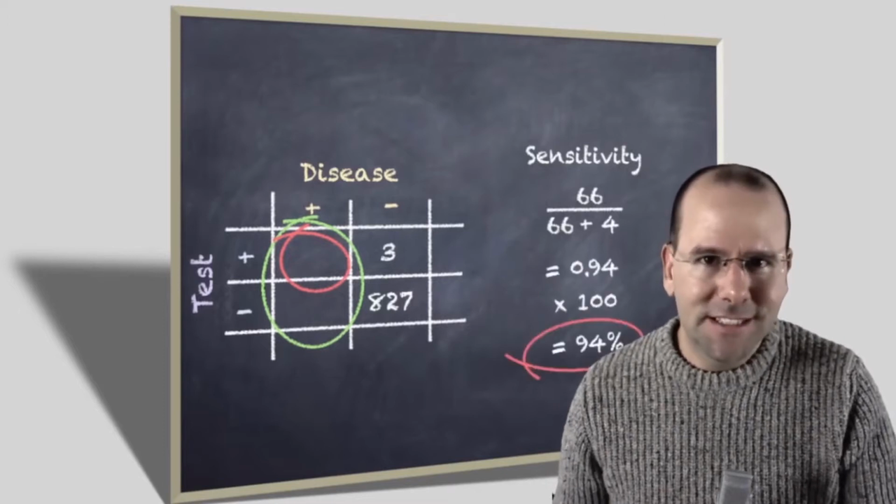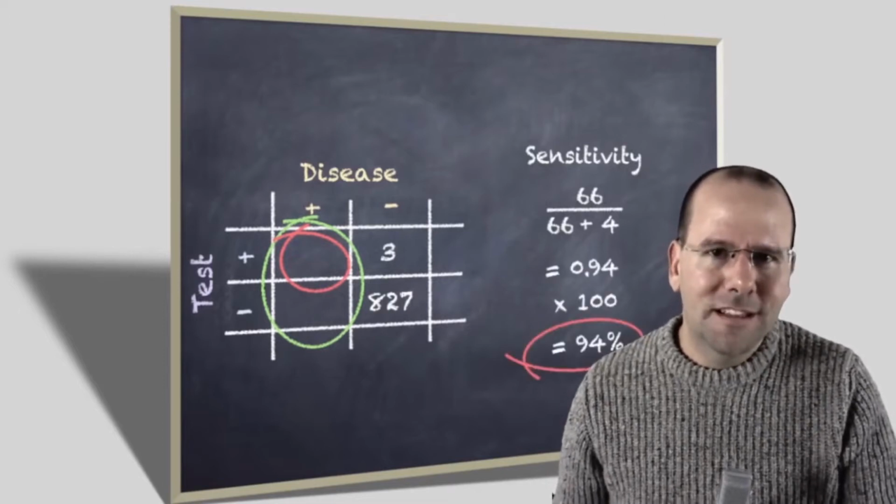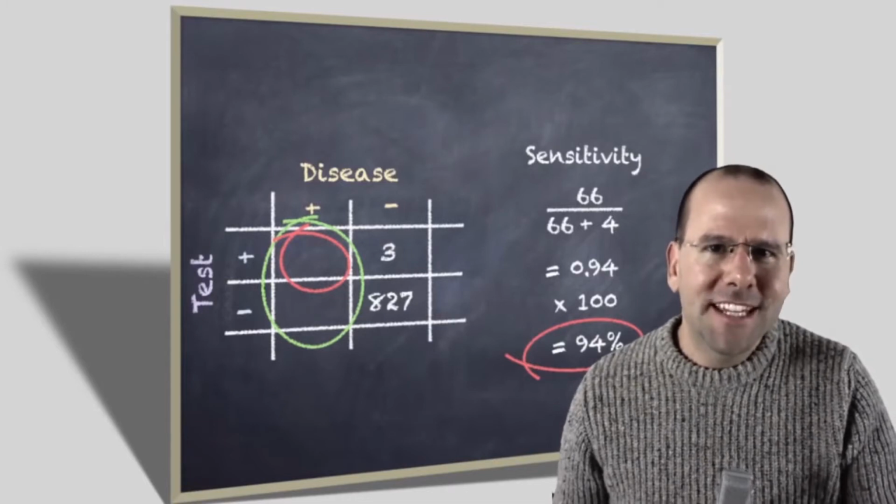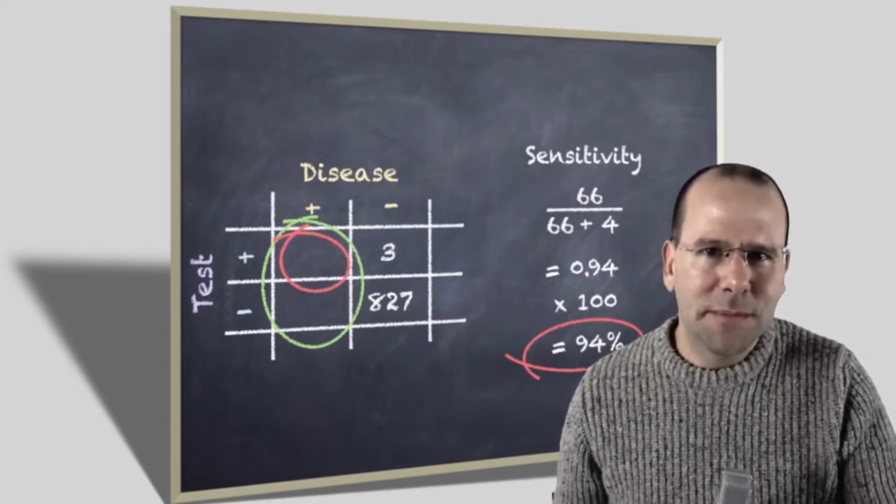So it's a fraction, 66 over 70 gives you 0.94. Times it by 100 and you've got 94%. The test will identify 94% of the people that actually have the disease.